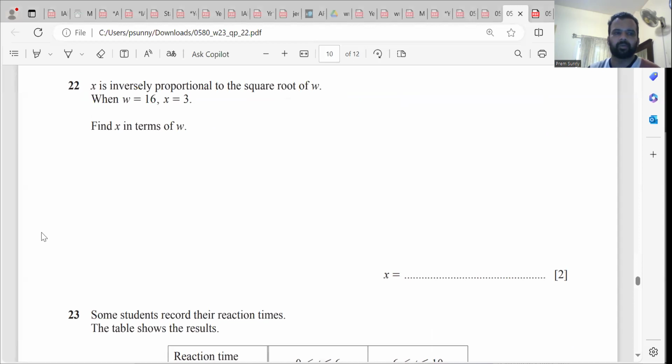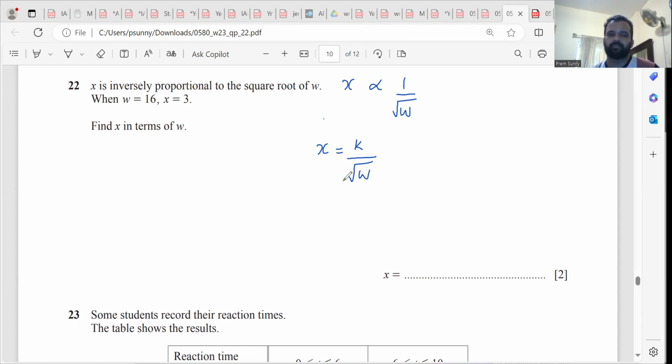Question number 22. Here we have x is inversely proportional to the square root of w. So we need to change the proportionality sign to an equal sign. For that, we need to multiply it with a proportionality constant. We call it k. So x is equal to k by root of w.